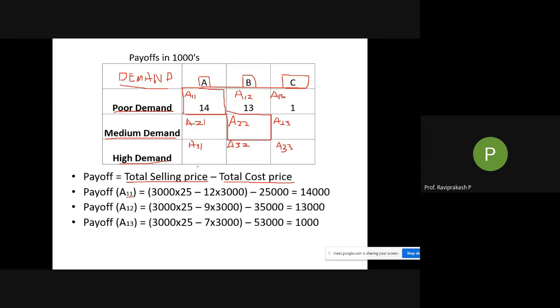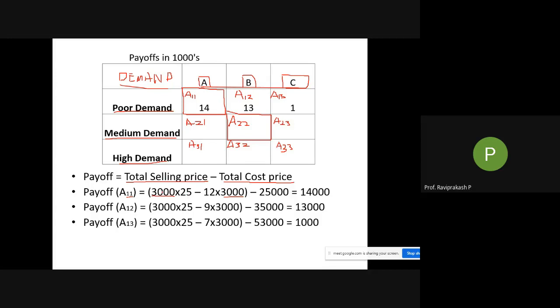Similarly, you know now what is payoff here? Total selling price minus total cost price. For A11, what is there? A is there and poor demand is there. For poor demand, I need to have 3000 as the quantity. And the selling price is already given as 25.